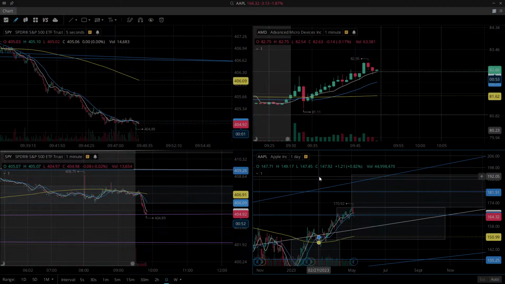So the 140, 145 right now is currently running about a 30-cent spread on the put side, which isn't terrible for a $5 wide spread.